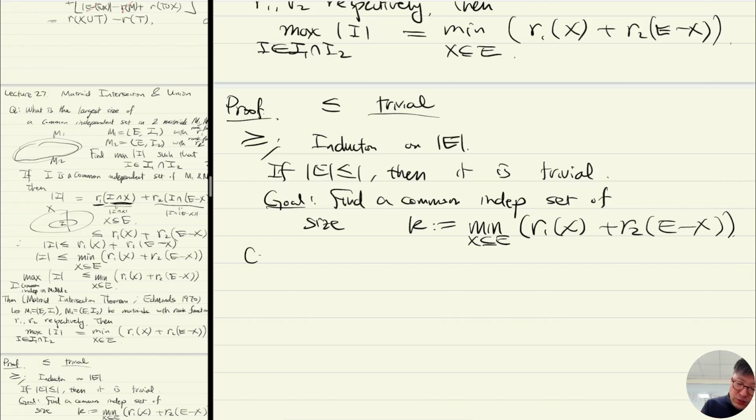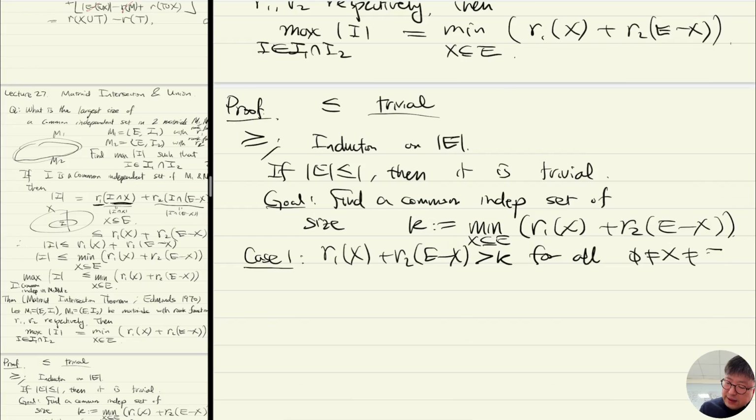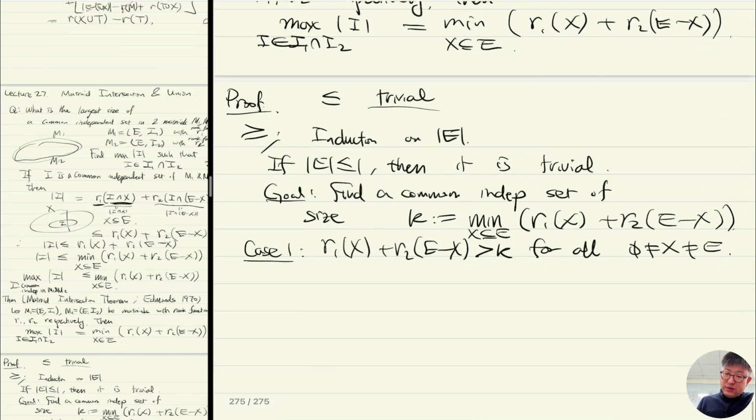So case 1: R1(X) plus R2(E minus X) is bigger than k for all non-empty proper subsets X. So the equality is satisfied only at the ends, the empty set or the complement. So we have some redundancy in this case. So what do we do in this case?